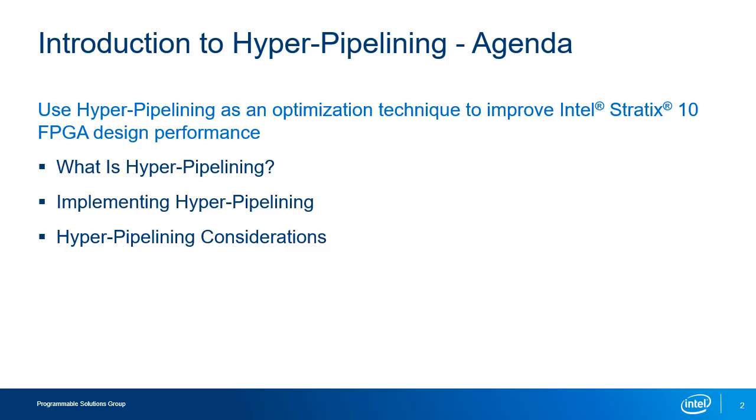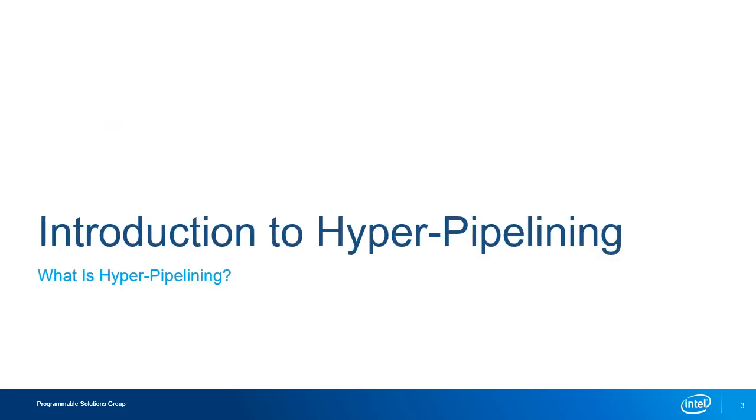By the end of this course, you will be able to use hyper-pipelining, the second stage of Hyperflex optimization, to boost your Stratix 10 design performance. First, we will define exactly what hyper-pipelining is and how it compares to conventional pipelining. Next, we will demonstrate how to use the reports from the fast-forward compile tool to help you implement hyper-pipelining. Finally, we will go over some things to think about when you begin implementing hyper-pipelining in your own designs. Let's start with hyper-pipelining and how it differs from traditional pipelining.